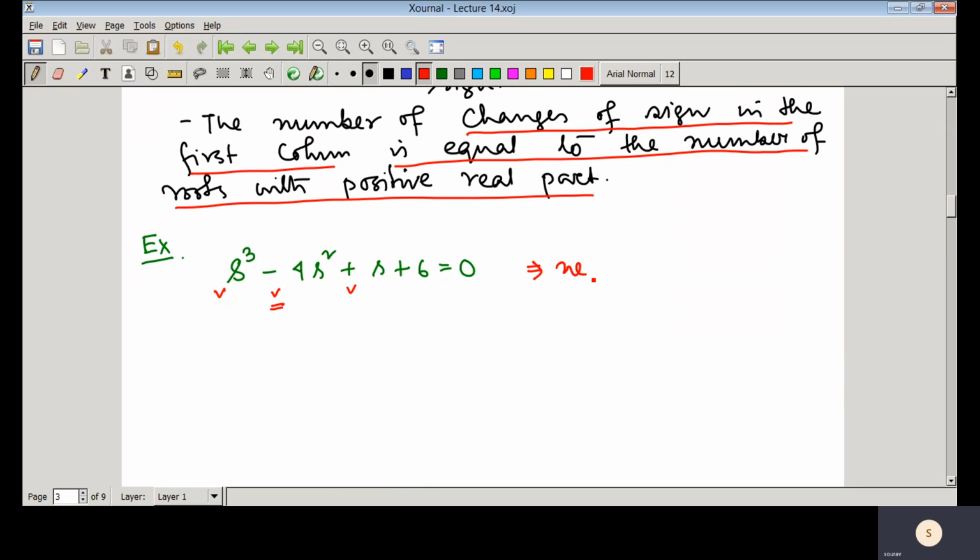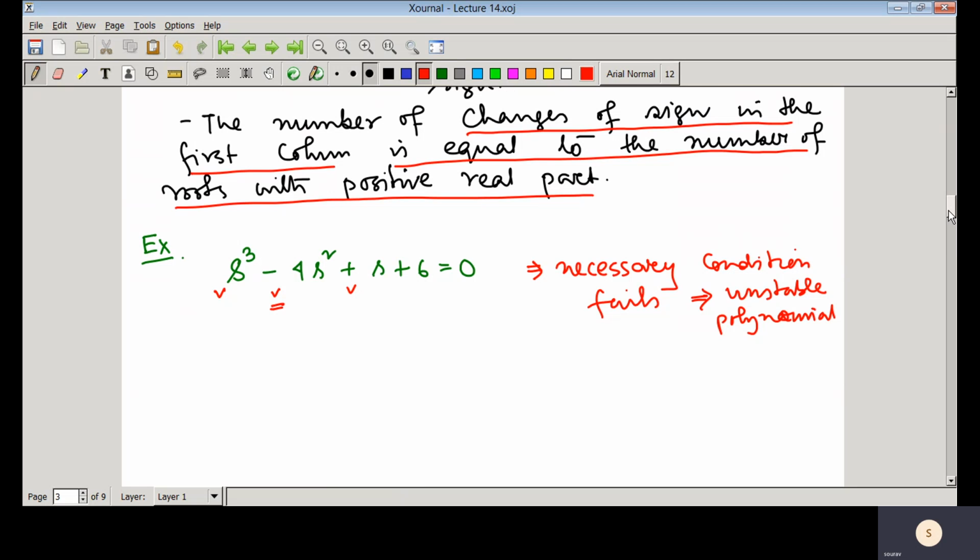So that means the necessary condition for stability fails. So that means it is an unstable polynomial. Unstable polynomial means that not all roots of that polynomial are in the left half of the S plane.